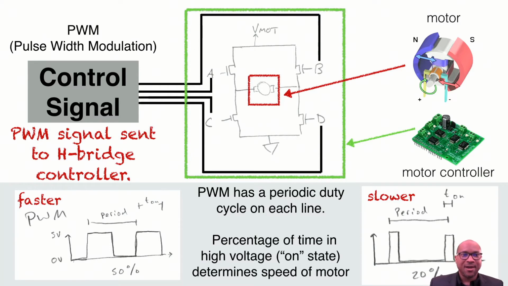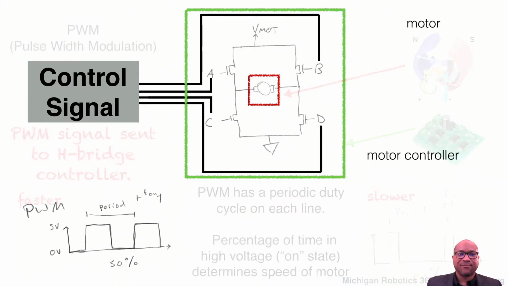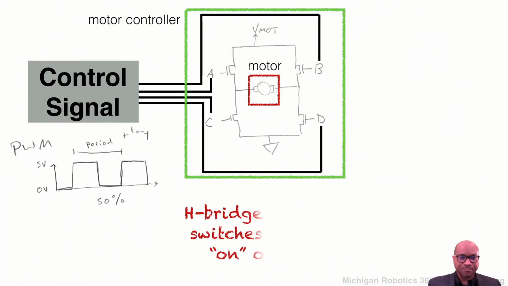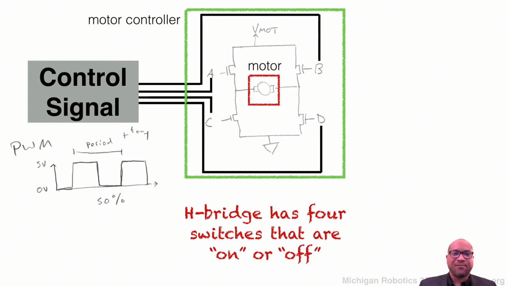And so this pulse width modulation signal is then sent to four different switches on the H bridge. The H bridge has these four switches that are either on or off based off of the duty cycle that's sent to it. So we have those four signals that go in, and that goes into the switches for A, B, C, and D that are pictured right here.